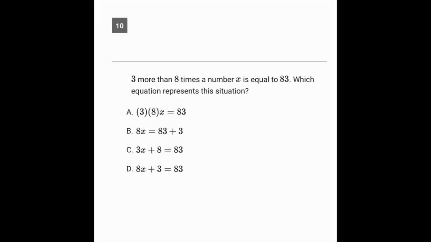Now going to question number 10. Here, we're just testing our ability to write an equation based off of a verbal description. So 3 more than 8 times a number x is equal to 83. Now we're just looking to find out which of these answers matches what we had, and D does as long as you reverse the order of the two things that are being added. So 8x plus 3 equals 83, and that's totally equivalent to what we had. So the answer here is D.